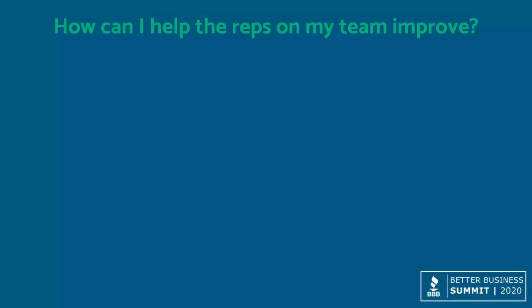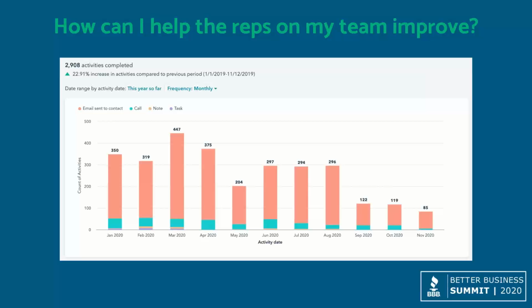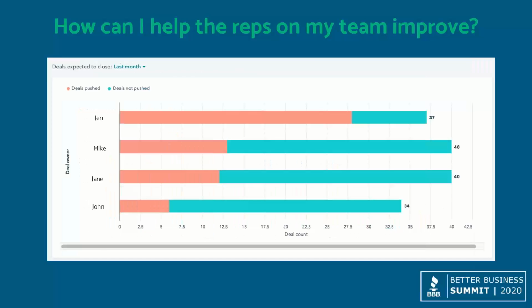Let's do another one. How can I help the reps on my individual team improve what they're doing? Well, it looks like Jen's productivity has increased this year, but the last couple of months, it's been way down. Have you checked in with her on what's going on? Have you made sure that she's okay? Is something going on that's making her have to take time off? Or is she just not performing well? And do you need to talk about this in your performance review?